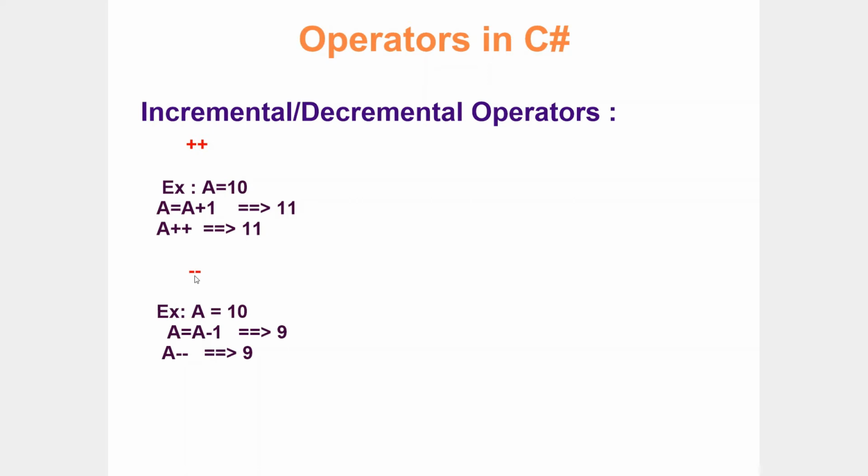Next, the decremental operator, minus minus. Here also it's the same story. Wherever the value needs to be decremented by 1, say in one scenario I want this value to be subtracted by 1, how do you write the statement? a is equal to a minus 1. So rather than writing this full statement, you can make use of the short form. Simply write a minus minus, which is nothing but a is equal to a minus 1. Any questions, guys?